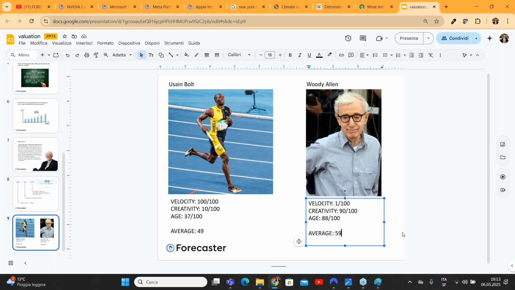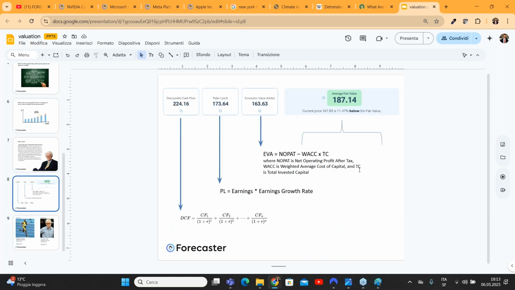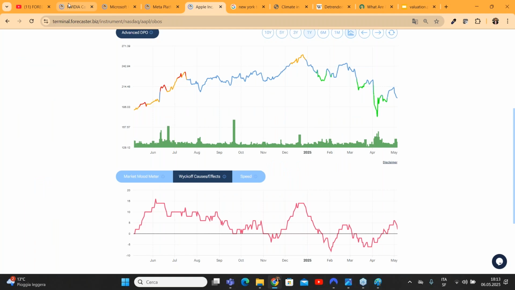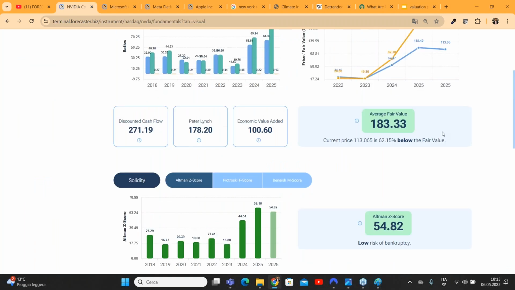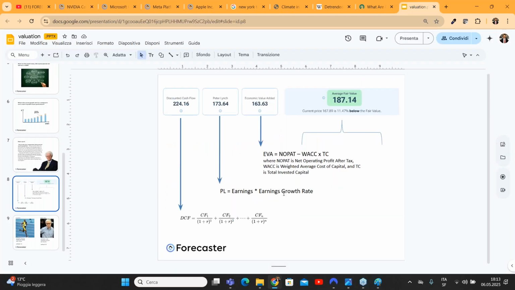This is just an example to let you understand why we use three different approaches. And it's important that we don't put any type of bias inside this calculation. What we use in order to calculate the fair value are exactly the original formulas for every single method. Okay, and this is what we do.